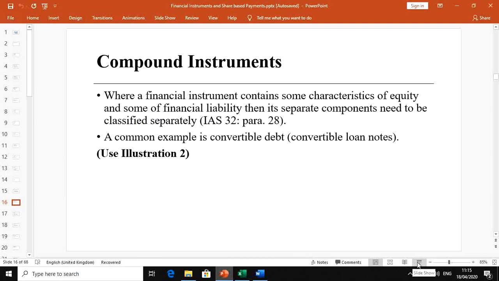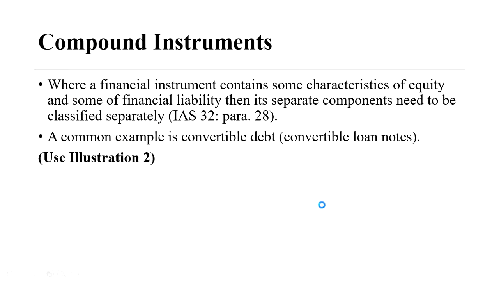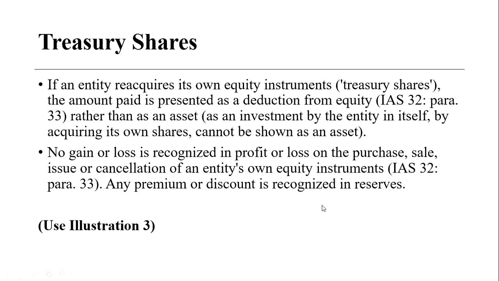Treasury shares, if I could get there. If an entity reacquires its own equity instruments, the amount paid is presented as a deduction from equity rather than as an asset. All right, for an investment by the entity in itself, by acquiring its own shares, cannot be shown as an asset. No gain or loss is recognized.